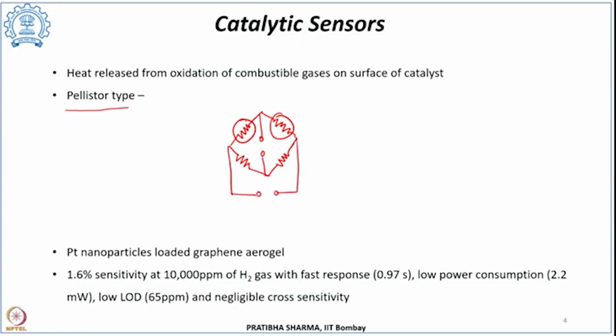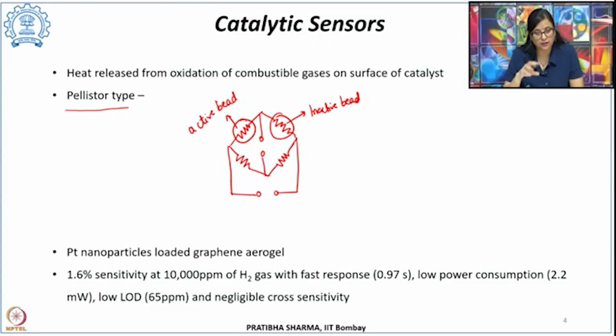So there is one platinum coil with a ceramic bead, that is an inactive bead. Now this inactive bead acts as a reference, and the other one is an active bead. Now this active bead is coated with hydrogen sensitive material. When hydrogen is absent and only air is present, the Wheatstone bridge is balanced.